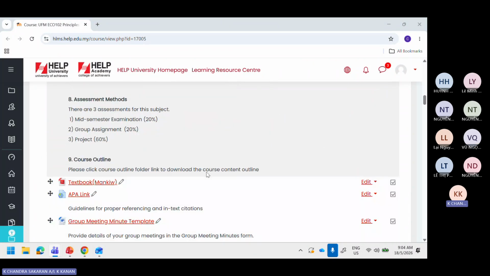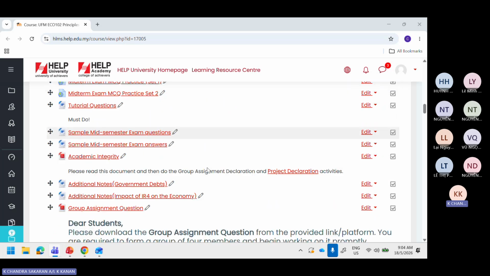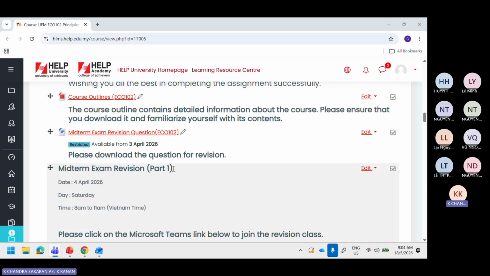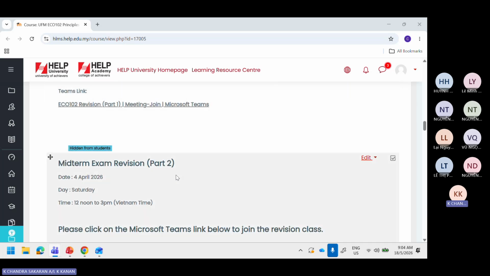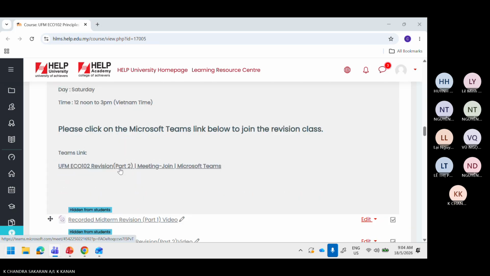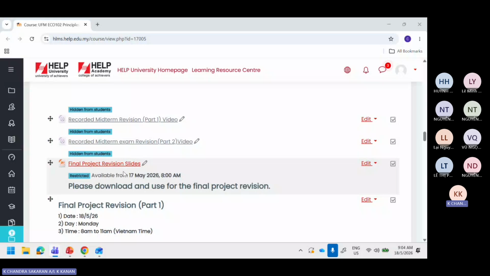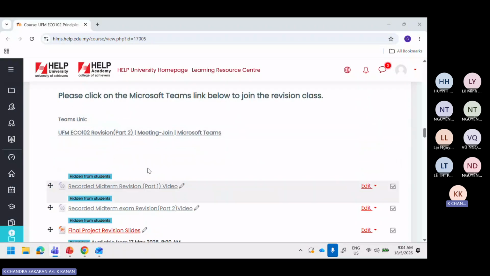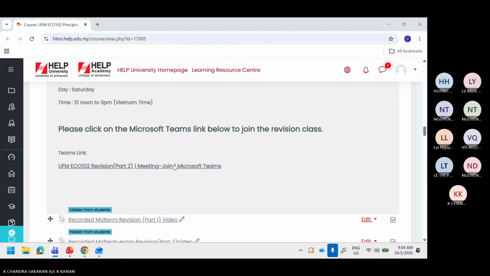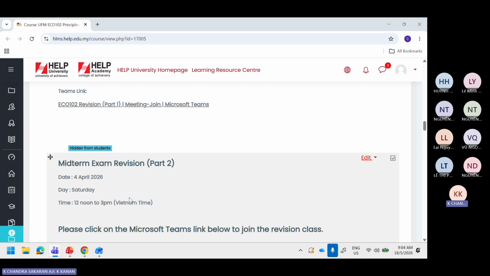Later on, this is the first part of your revision. The second part, later on, you have to log in. There's another link for the afternoon session. This is where you join the class. For tomorrow, there's another link. So there are three parts here. This one is hidden now because I don't want the students to join the wrong class.